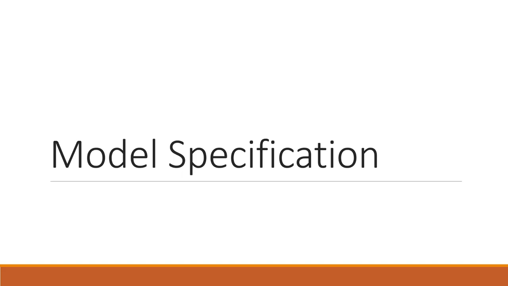Now that I'm doing a multivariate regression model, I could include lots of different variables. So then this becomes a real question of, well, what variables should I include? What are the different factors that I think will affect or relate to income? I need to think carefully about this. I need to think carefully about model specification.